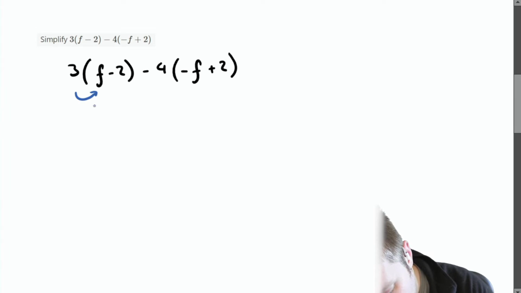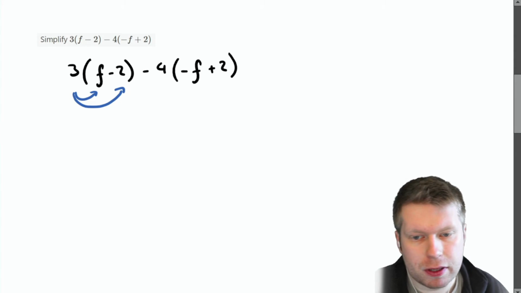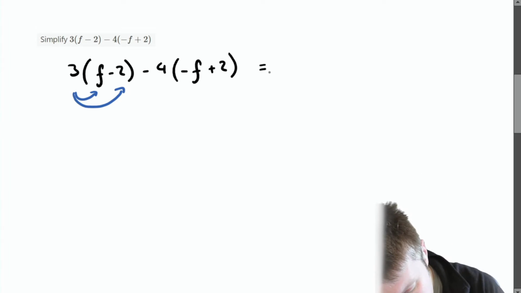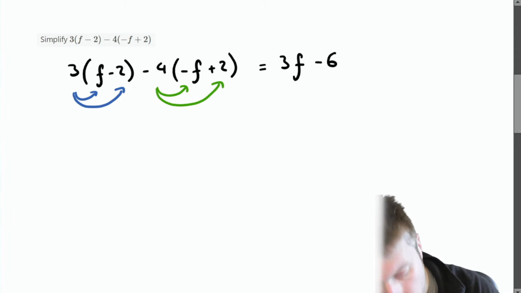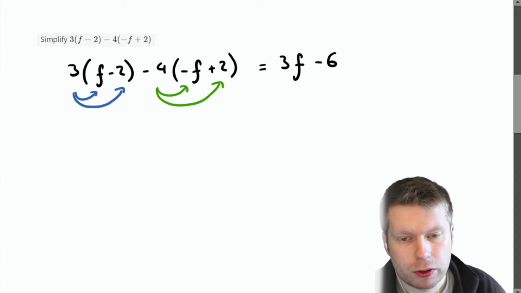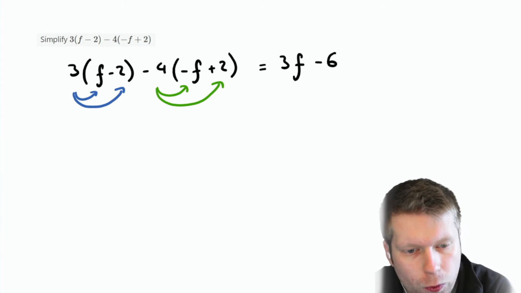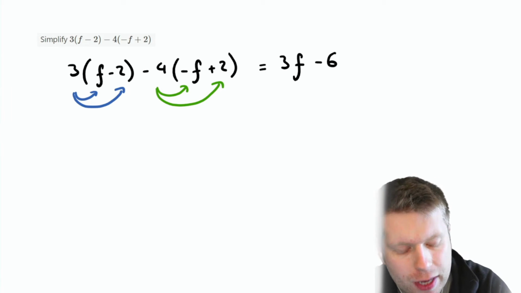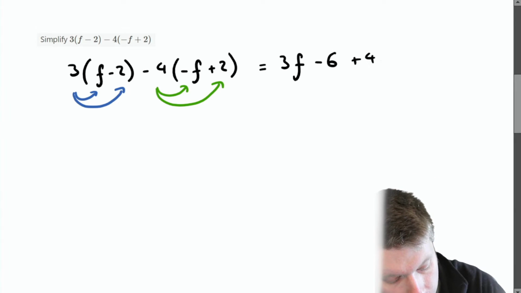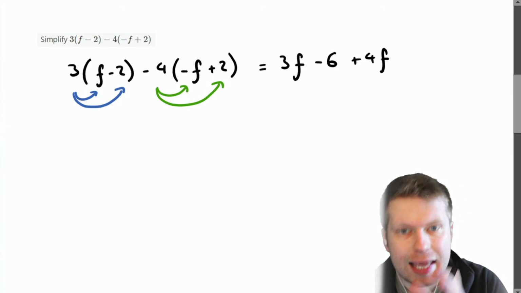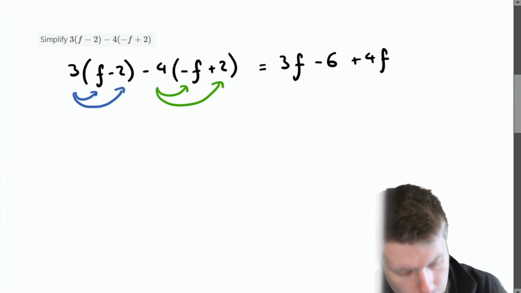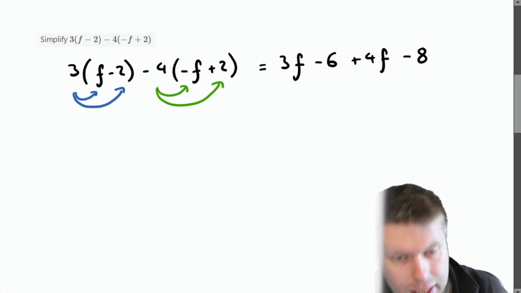So let's do the first bracket. I have 3 distributed over the f and the negative 2. So I'll write that over the right hand side. So 3 times f is just 3f, and 3 times negative 2 is negative 6. And then if I do the same on the right hand side, I have negative 4 times negative f plus 2. So I just need to be careful here with my negatives, that's all. So negative 4 times negative f is going to make positive 4f. And then likewise, negative 4 times positive 2 is going to give me minus 8.